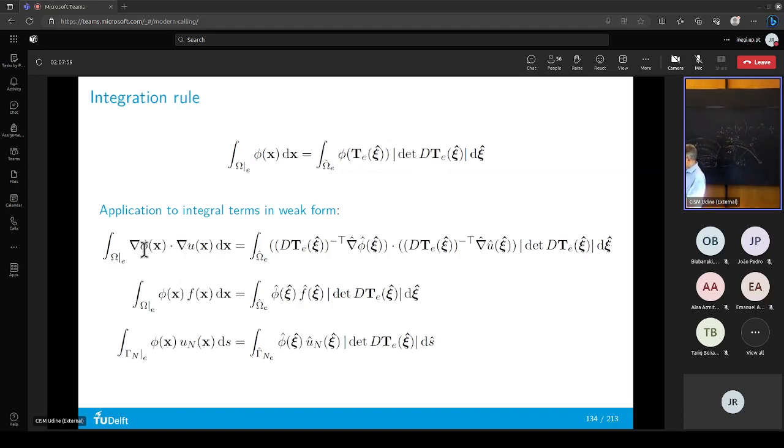Changing from the physical element to the reference element, here we have gradients with respect to x. This term, from there to there, is the counterpart: the gradient of the test function in the reference coordinate. This is the gradient of the solution in the reference coordinate, and then the determinant of the Jacobian. I think that's kind of standard.